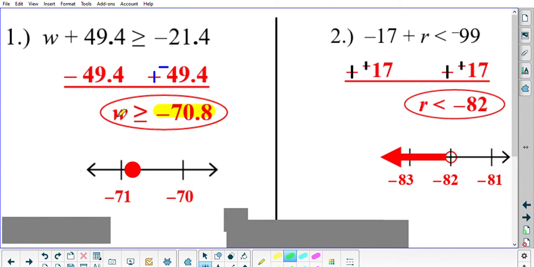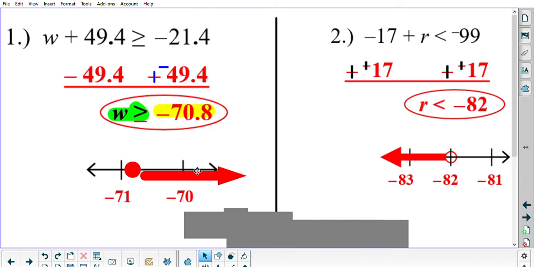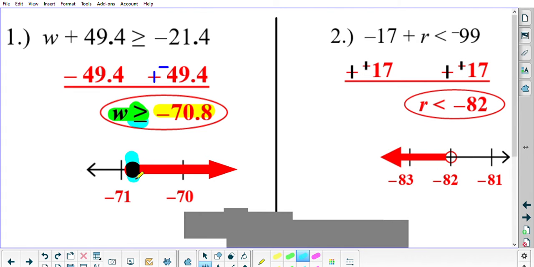And since it says that W is greater than or equal to the number, the greater numbers are always going to be to the right. And that's why you're going to be shading to the right. Oh, by the way, since it was greater than or equal to, the equal to part is why we are putting a closed filled-in dot instead of leaving it as an open circle.